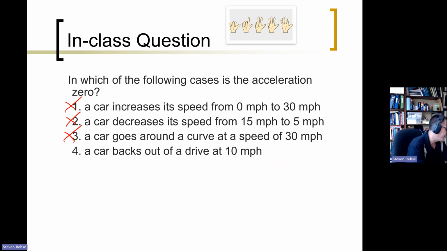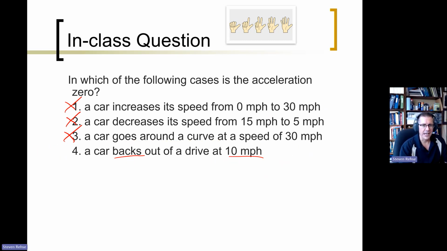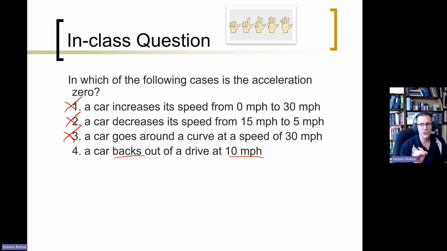The only one of these that is a constant velocity is backing out of a driveway in a straight line at a constant speed of 10 miles per hour. That's a 0 acceleration. The velocity does not change. Pay close attention to this question and make sure it makes sense for you.